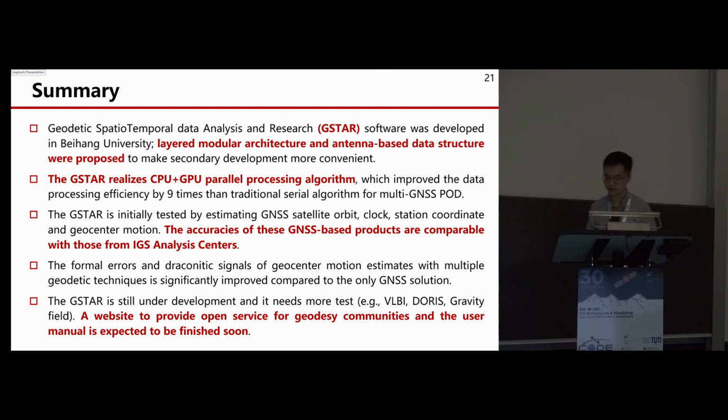Okay, this is the summary. It is noted that due to the time limitation, some results are not given in this presentation. For example, the combination of LEO satellites, the results of atmosphere delays, and also multi-frequency GNSS data processing. The GSTAR software is newly developed. It is still under development and it needs more tests. For example, the VLBI, DORIS, and the gravity field should be tested in the future.